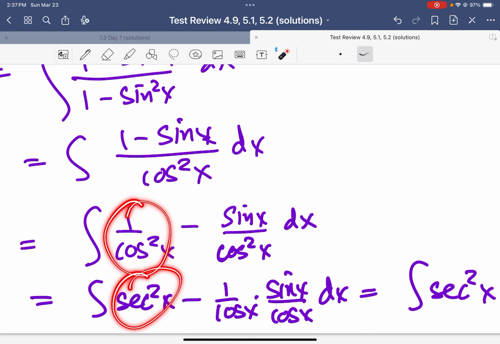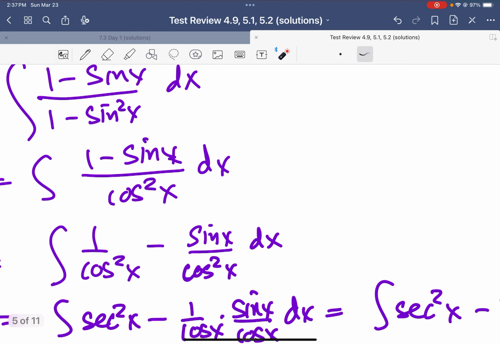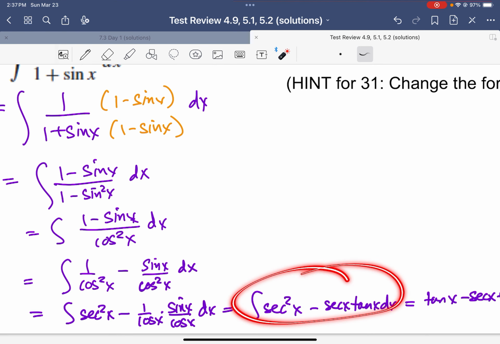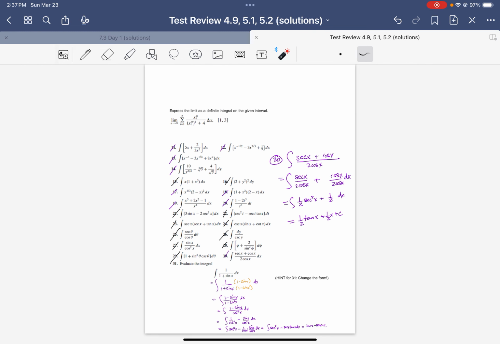So this is just secant squared, and this we break up in a similar way that we did before. 1 over a cosine with the other cosine being underneath a sine. So it's really the antiderivative of secant squared minus secant tangent. But the antiderivative of secant squared is tangent, and the antiderivative of secant tangent is secant.